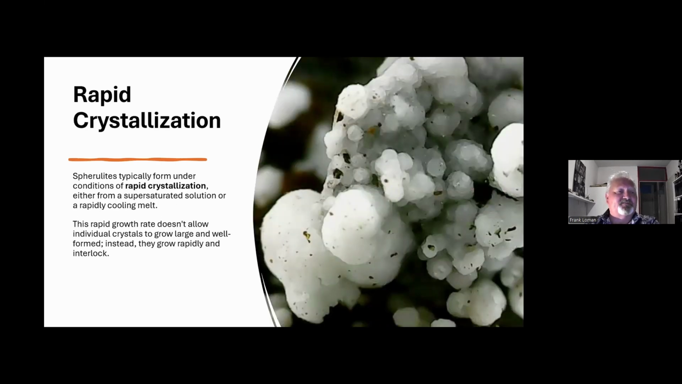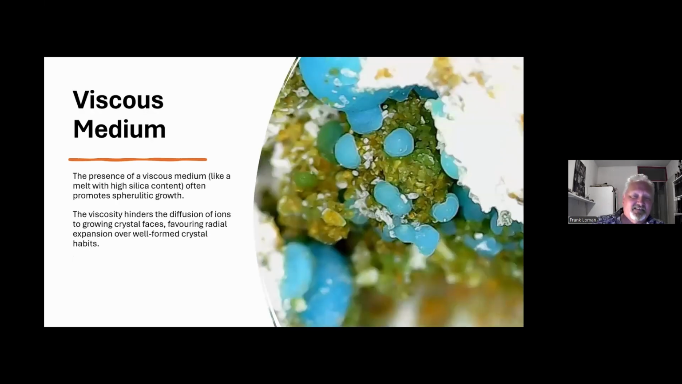Rapid crystallization. Spherulites typically form under conditions of rapid crystallization, either from a supersaturated solution or a rapidly cooling melt. This rapid growth doesn't allow individual crystals to grow large and well formed. Instead, they grow rapidly and are interlocked. A viscous medium. The presence of a viscous medium, like a melt with high silica content, often promotes spherulitic growth. Viscosity hinders the diffusion of ions to growing crystal faces, favoring radial expansion over well-formed crystal habits.